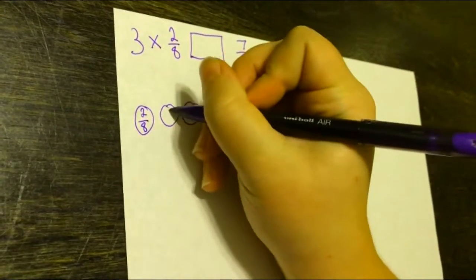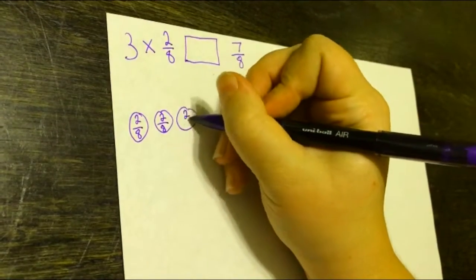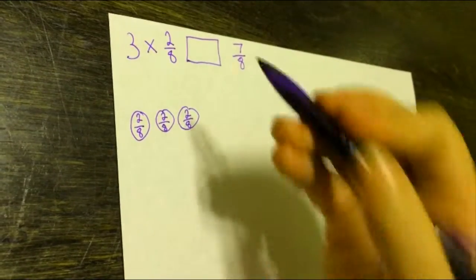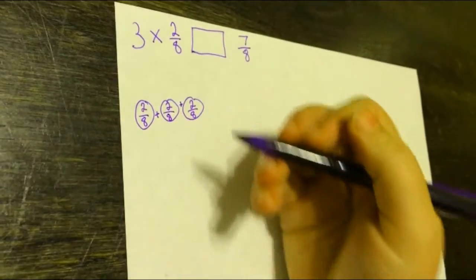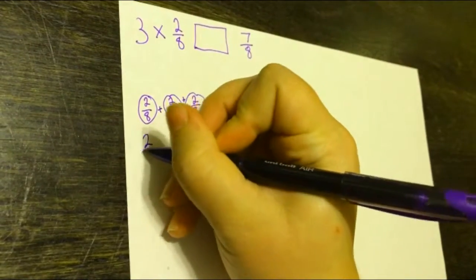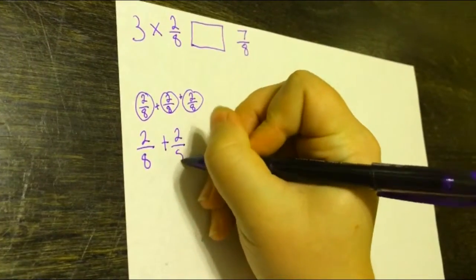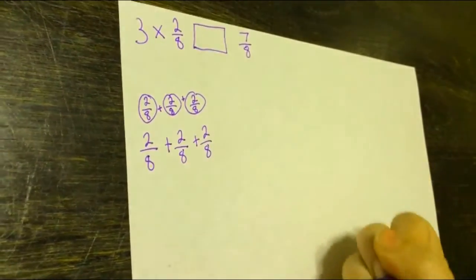My fraction is what I put in each group. 2/8, 2/8, 2/8, and I want to know how many eighths total I have. So that means I am adding those fractions together. I'm going to rewrite it. 2/8 plus 2/8 plus 2/8.